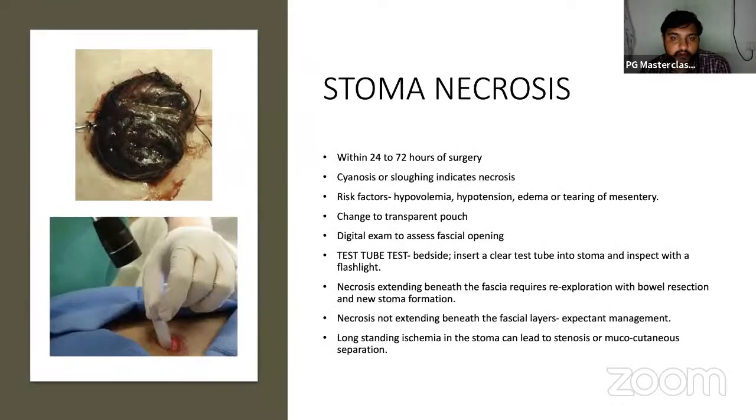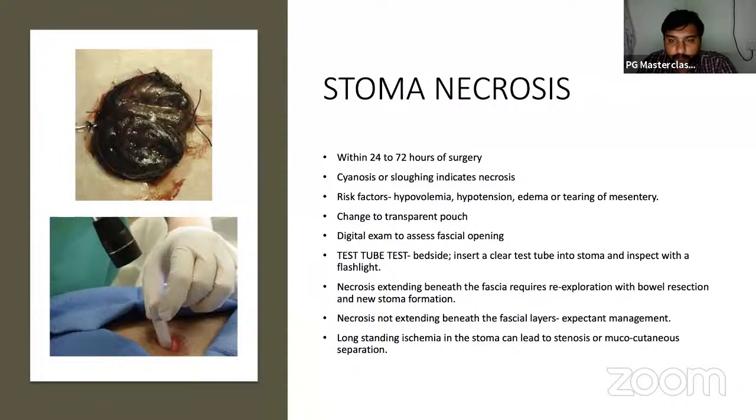Stoma necrosis occurs within 24 to 72 hours of surgery. Initially there is cyanosis or sloughing, which indicates impending necrosis. Risk factors include hypovolemia during surgery, hypotension, edema, or tearing of the mesentery. We should not apply a non-transparent or opaque bag in these cases. We should apply a transparent pouch through which a digital examination can also be done. We should do a digital examination to assess the fascial opening, whether there is any stenosis or disruption at the fascial opening, or any bogginess or swelling.